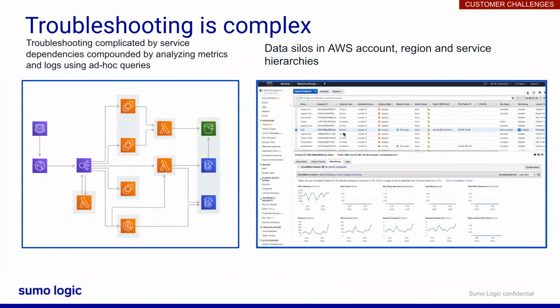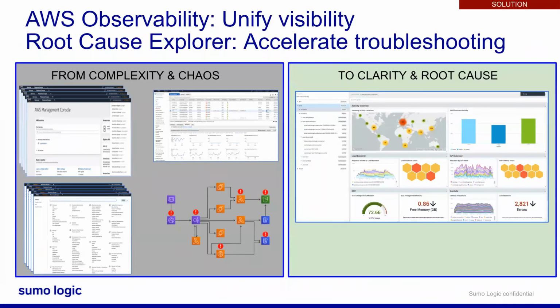Because you have these hierarchies and these data silos and groupings in different regions and all that, it just makes troubleshooting very complex because there's different things going on in different areas and different regions. And so what we wanted to do is, from that complexity and chaos, show clarity and root cause.